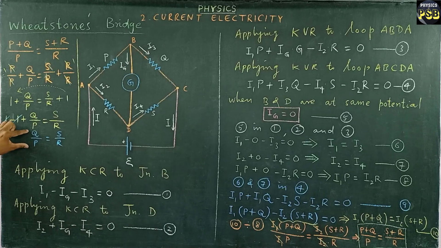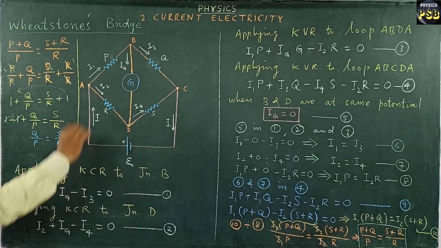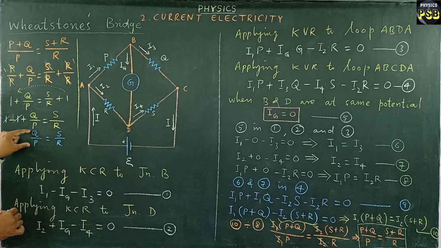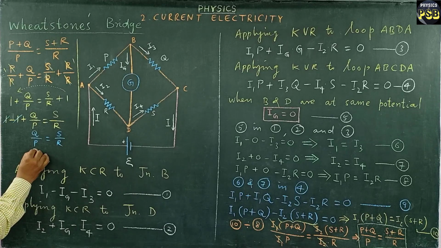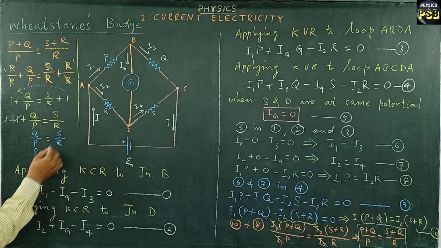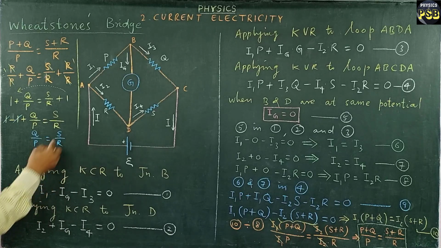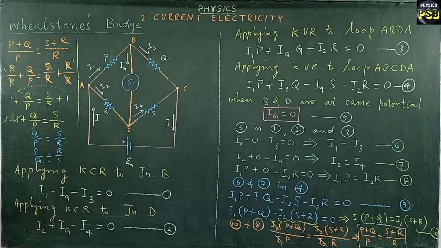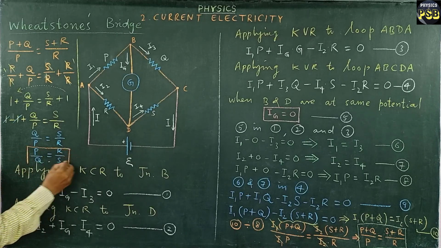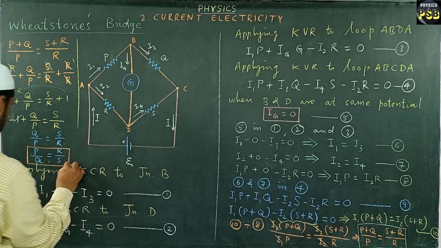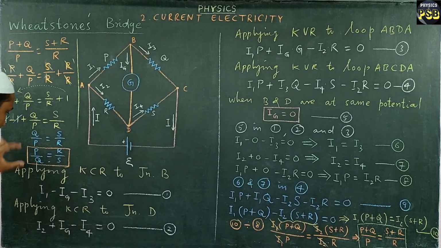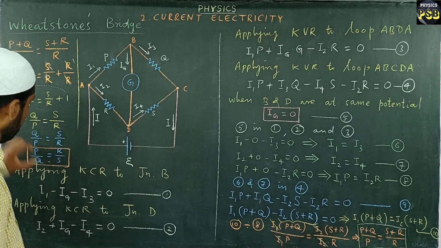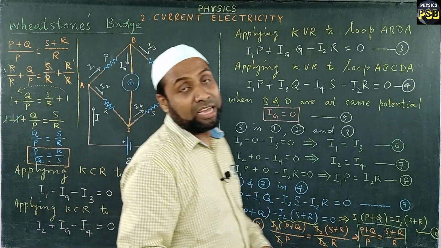Now I take a reciprocal of this. When I take a reciprocal of this term, I get P upon Q. The same thing I have to do on this side as well. S upon R will become R upon S. This is the final equation. I box this. This is known as the bridge balance condition.